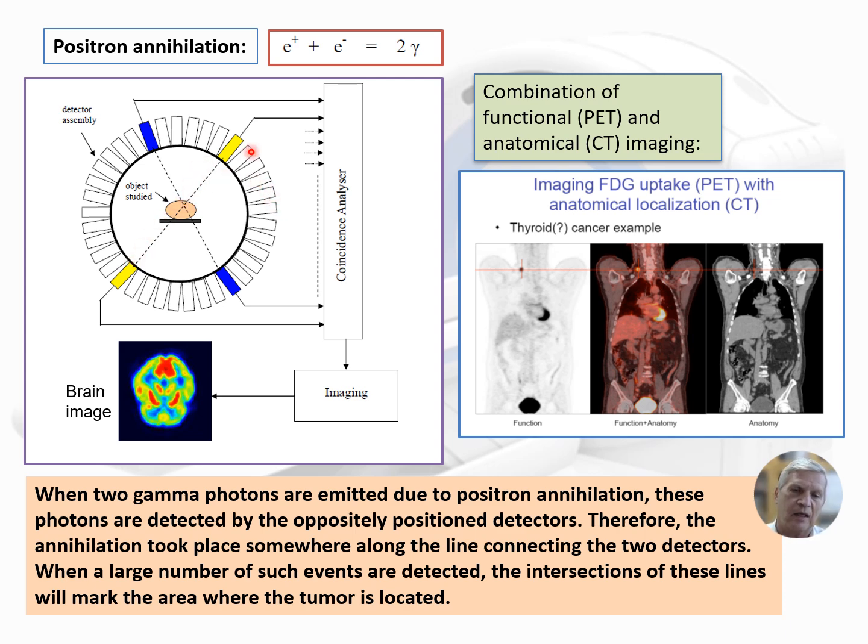So if you set detectors around the patient in a circular manner, then in this example, the 2 yellow detectors will detect these gamma photons simultaneously. So you know that the annihilation took place somewhere in between the 2 detectors. On another occasion, maybe the 2 blue detectors will give a simultaneous signal to the detection system. If you record millions of such events, then the intersections of all these lines will mark the position of the tumor.